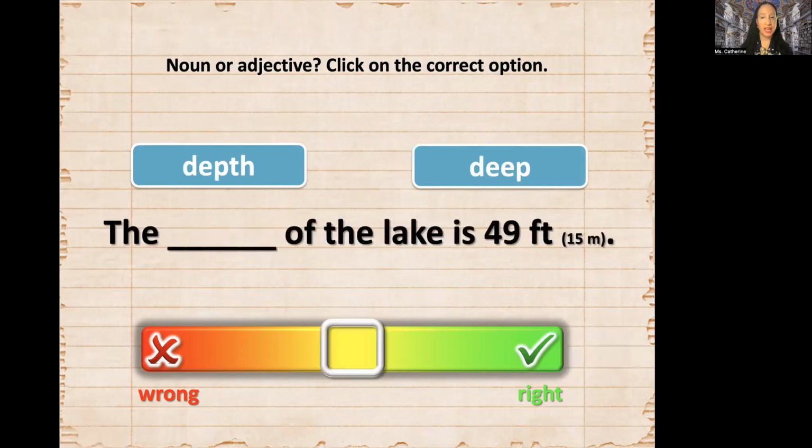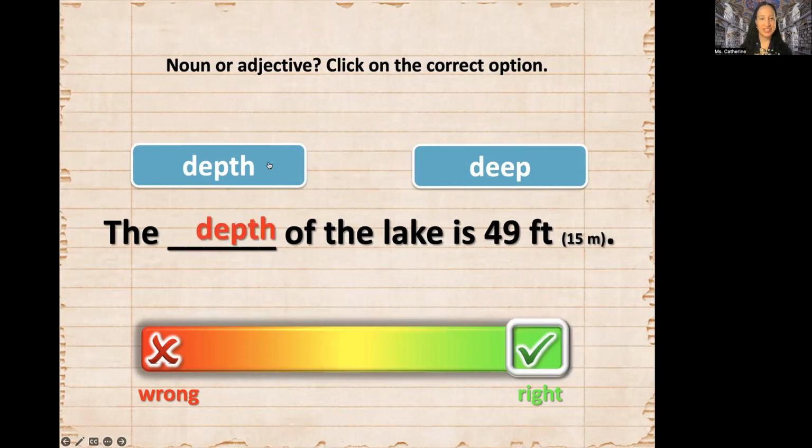The blank of the lake is 49 feet, approximately 15 meters. The depth of the lake is 49 feet. The deep of the lake is 49 feet. I'll give you a hint. Of the lake, that's your prepositional object phrase. Which one? Good job. How do we pronounce this word? Depth. The depth of the lake is 49 feet. You gonna practice with me? Good job.